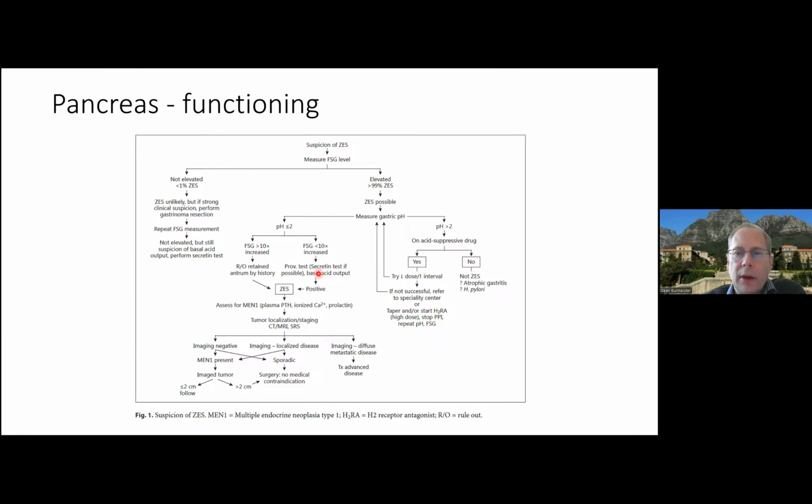I think, in practice, I suspect this is not done all that often. It may be done in major research centers, but I think if you have a highly suspicious biochemical marker, then probably it would not be unreasonable in our setting to proceed straight to tumor localization using cross-sectional imaging and perhaps endoscopic ultrasound, and then manage accordingly.